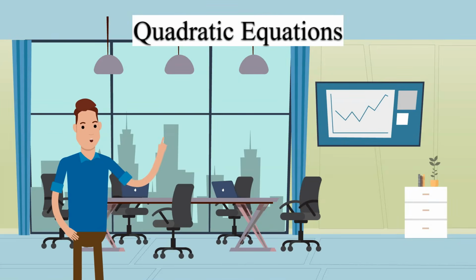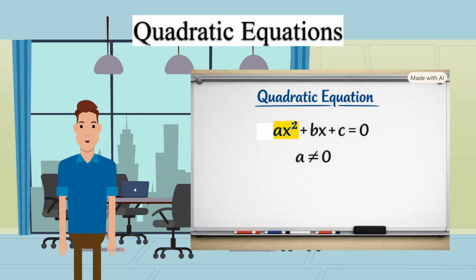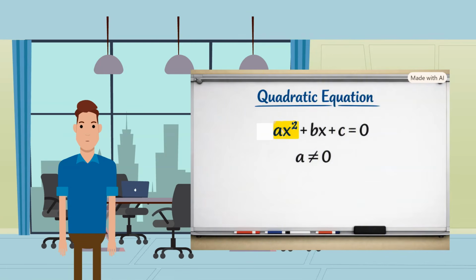A quadratic equation is an equation where the highest power of the variable is 2. The general form is ax squared plus bx plus c equals 0. The important feature is the x squared term. There are several ways to solve a quadratic equation. We'll start with the simplest method when it works, factorization.